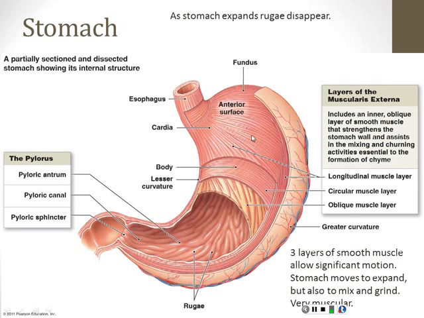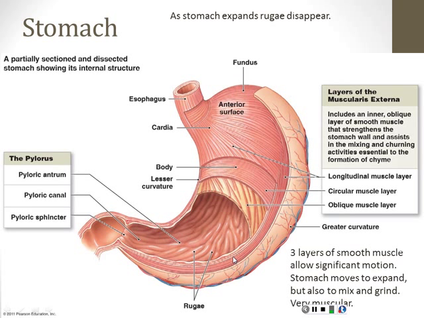It has an outermost layer, which is called the longitudinal layer here. It has a circular layer, and then it has an extra layer compared to other areas of the GI tract, and we call that the oblique layer. The reason for all this muscle is twofold. One is so it can relax and get bigger, right? But the other reason is the stomach completes the process of mechanical processing.